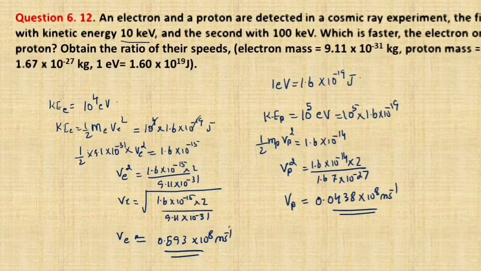You see which one is greater, ve or vp. The question is asking which is faster, the electron or the proton. So definitely you can see here which one is faster.